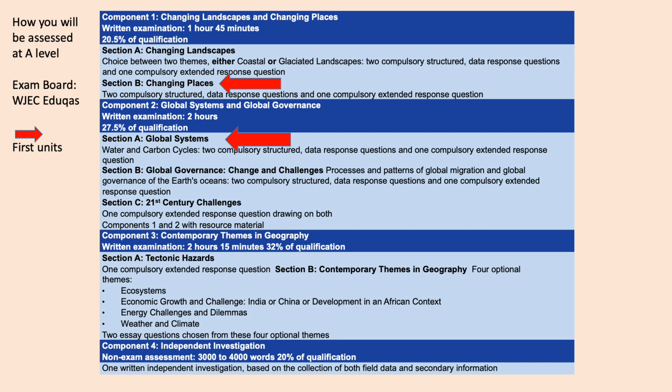So how you're assessed at A level, well, you have three exams based on these three components, which is worth 80% in total. You can see the breakdowns here of what each component is worth and how long the written exam paper is. For Components 1 and 2, we have to do all of this. In Component 3, we study ecosystems and energy challenges and dilemmas. 20% of the marks is to do with your independent investigation that you must submit and goes off to the exam board.